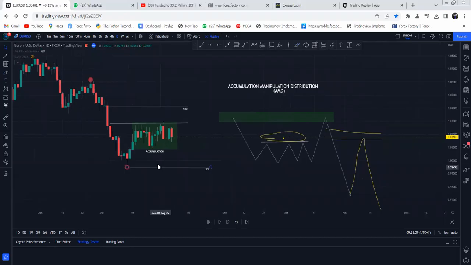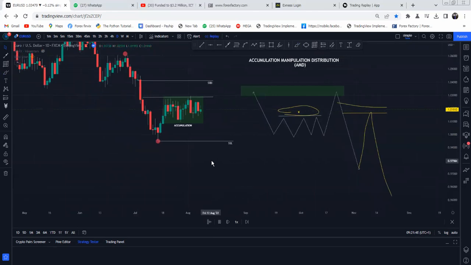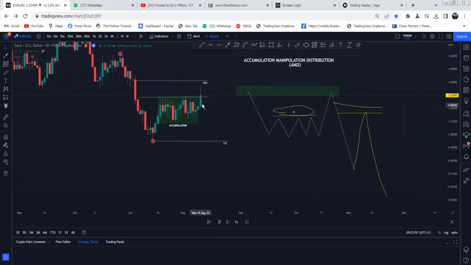Okay, so at this point now, what is above this accumulation is just stop losses. All right, it's just stop losses, liquidity. So we are expecting price to go back up to this level and then it manipulates down, right? So when the market is trading here, a lot of people are stacking.